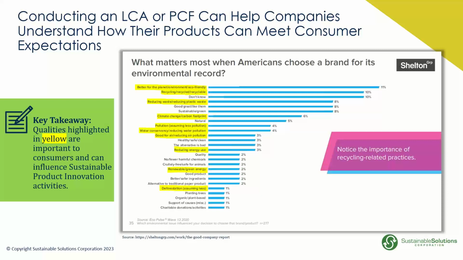So doing a life cycle assessment, or conducting a product carbon footprint, can give you insights into what life cycle stages are the big impact drivers, what raw materials you're using, what stages, like your manufacturing operations, that you can change to reduce some impacts. So this is really important information when you're going through your sustainable product innovation activities, and we're going to talk about this when we do the Voice of Green exercise.